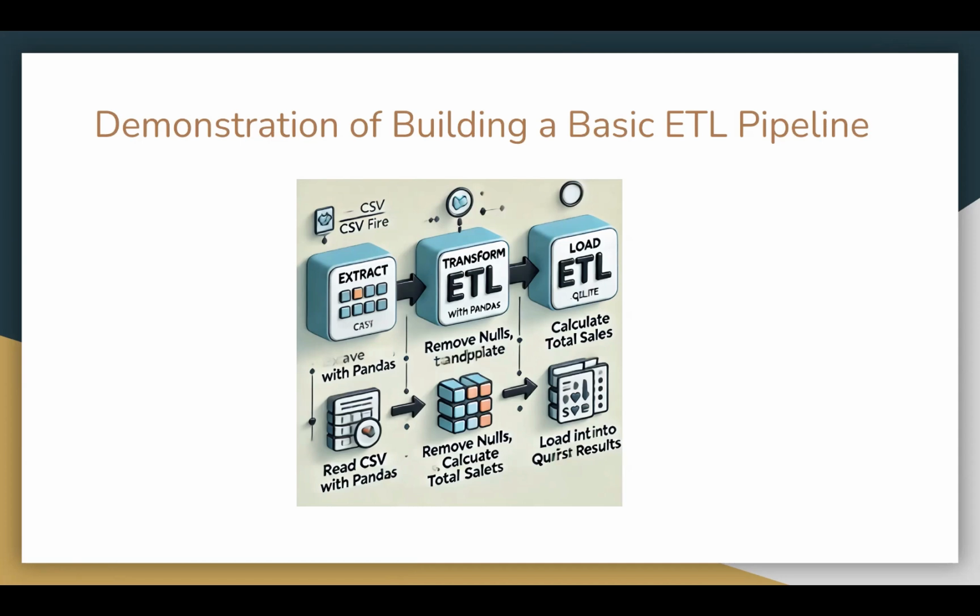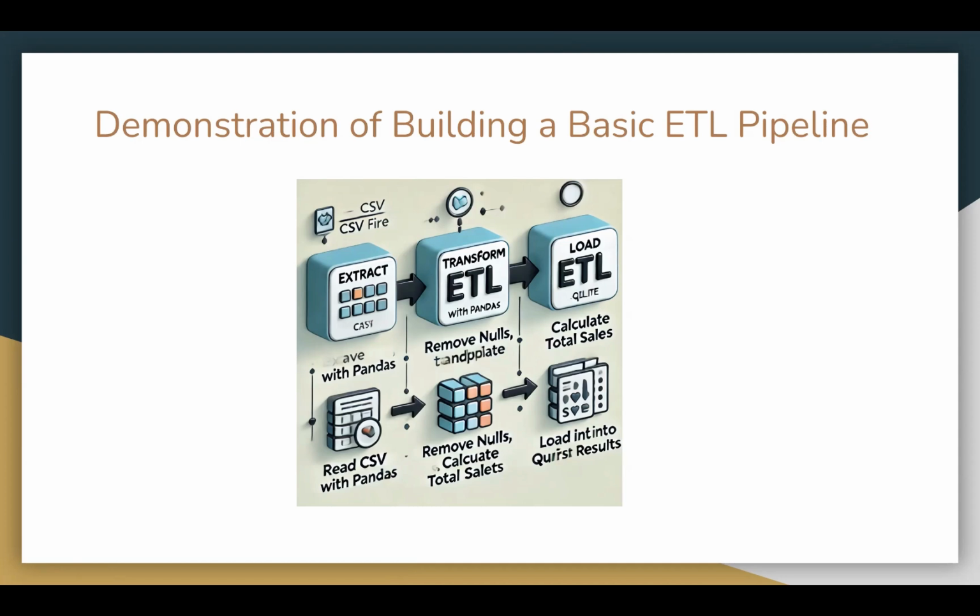In this snippet, we first establish a connection to the SQLite database. If the database doesn't already exist, SQLite will create it for us. Next, we use the toSQL method from pandas to write our data frame to a table named sales. The if exists replace argument ensures that if the table already exists, it gets overwritten.